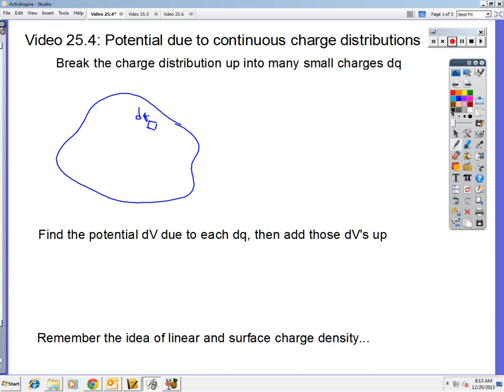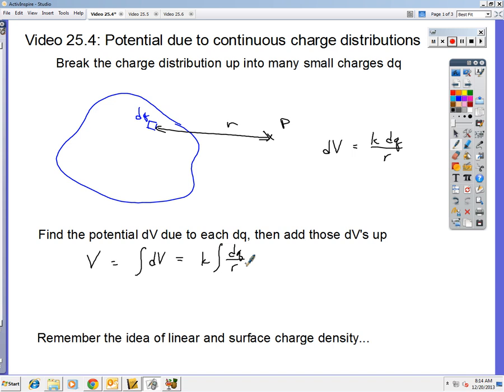And if we're trying to find the potential at this point P here, the distance to dq we'll say is r. And so the potential due to that bit of charge, which we'll call dV, is equal to k times dq divided by r. And then, to find the total potential, we'll integrate all of the dV's, which is k times the integral of dq over r. Integrals just being Riemann sums.